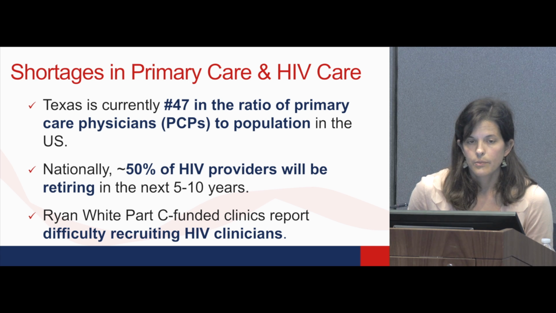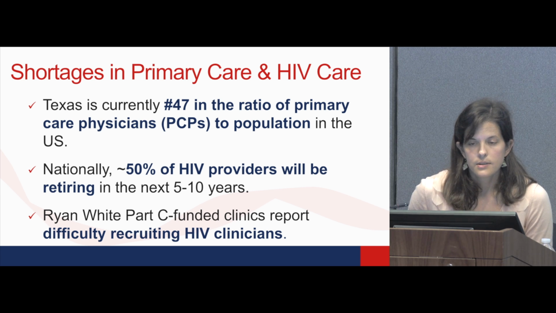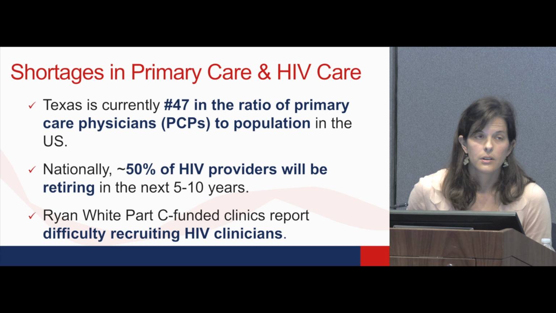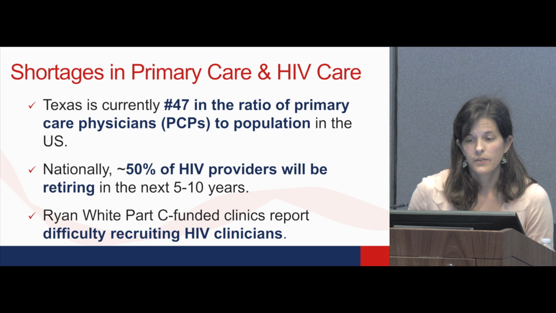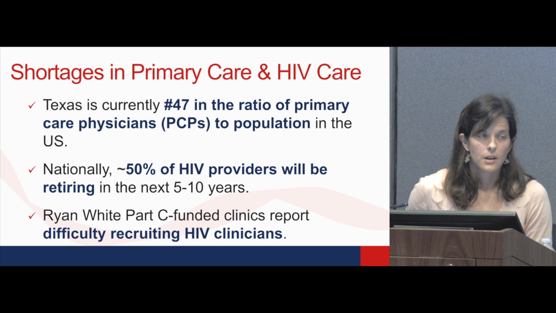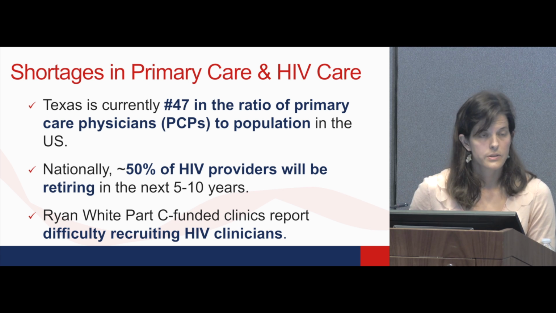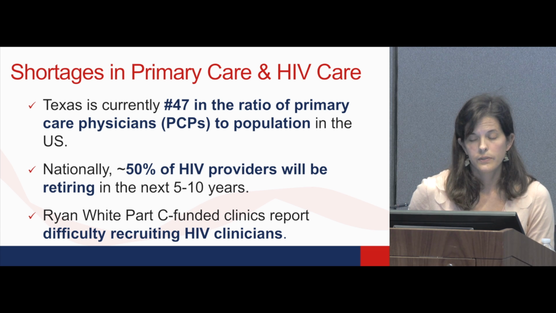Another thing to note is that there are shortages in primary care and in HIV care. Texas is currently number 47 out of 50 in the ratio of primary care physicians to the population in the U.S. Nationally, 50% of HIV providers will be retiring in the next 5 to 10 years, and Ryan White Part C funded clinics who specialize in HIV care report difficulty in recruiting HIV clinicians.